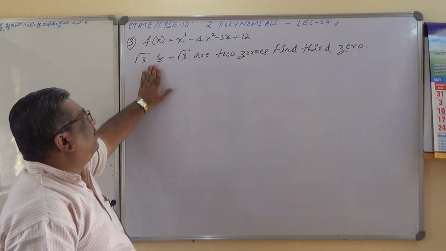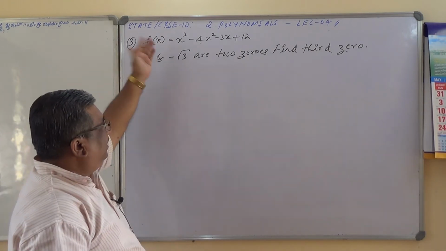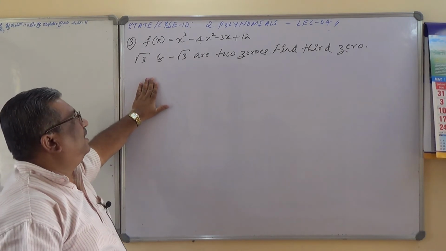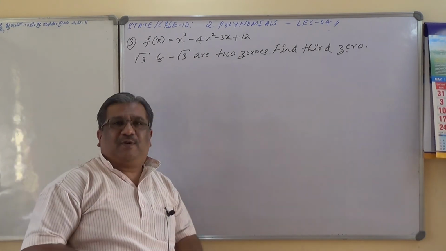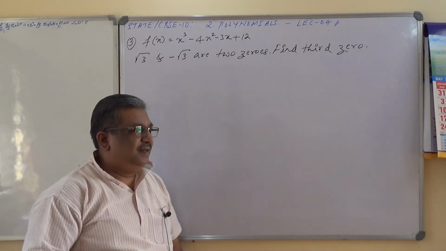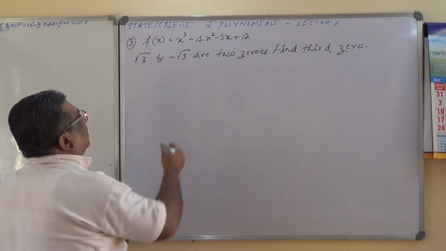What you want to do? You want to form the quadratic polynomial and divide this one by the quadratic polynomial to get a linear polynomial, subject the quotient to 0, and then obtain the zero. No, we will take a shortcut here. It is not like that. So let us see the solution.